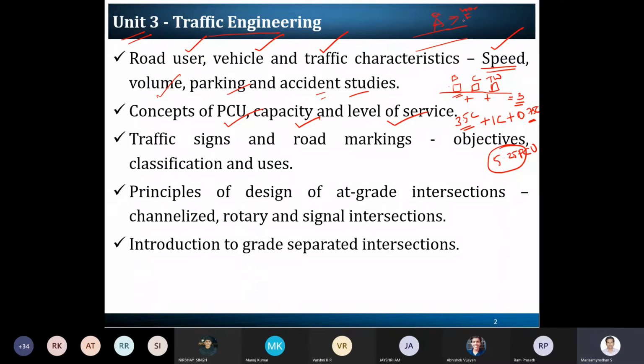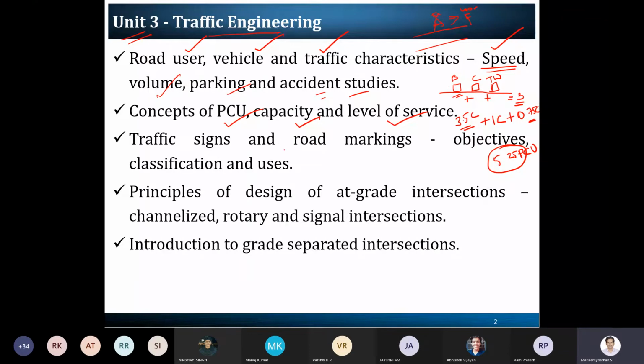So how can it be evaluated? What is the rating and the actual meaning of A to F? All these explanations we might be studying when it comes to the level of service. These three major concepts I will give very quickly: the PCU, capacity, and level of service. The micro level you might be studying in the next semester.